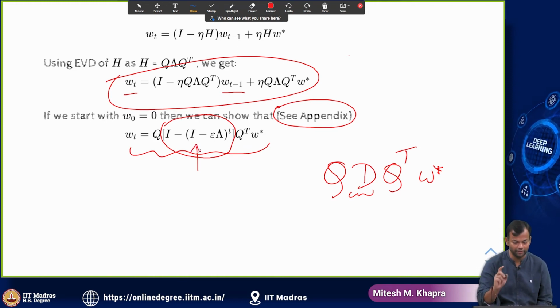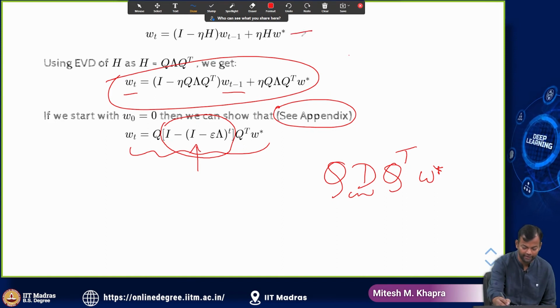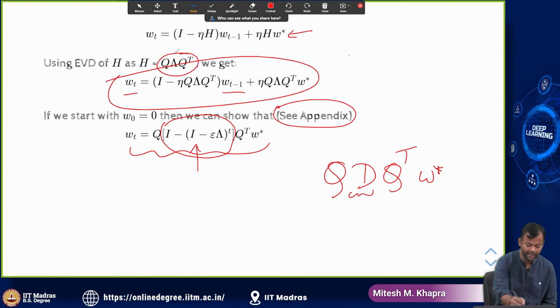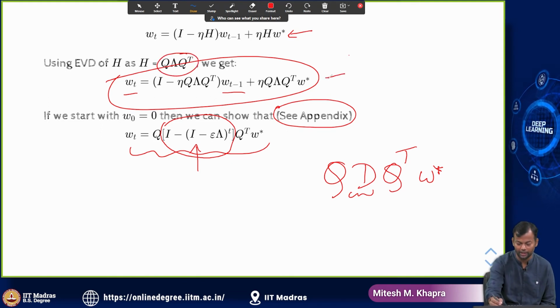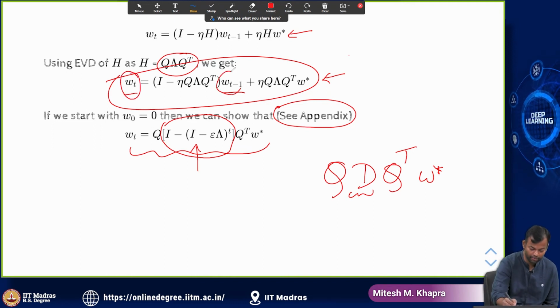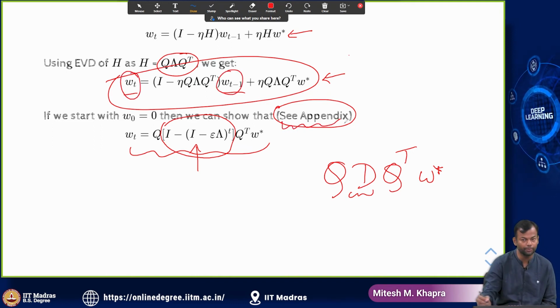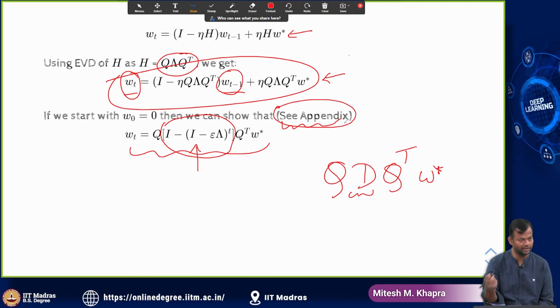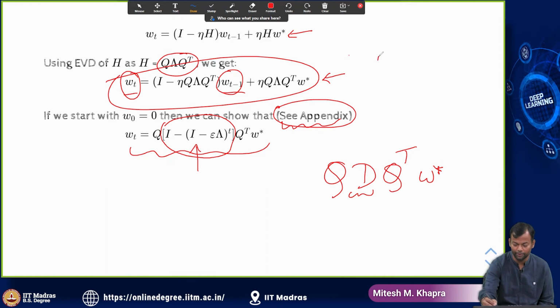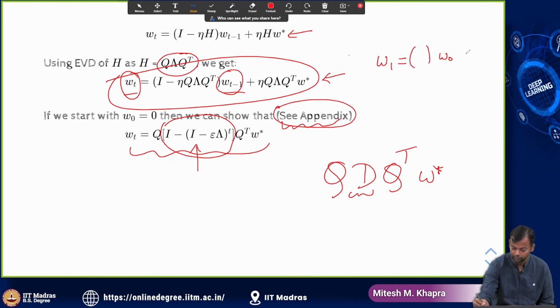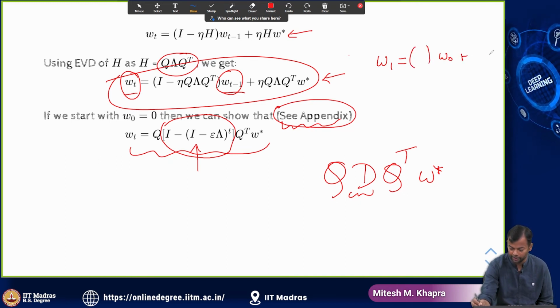So what we have done is the following, nothing great. We first derived this formula simply from Taylor series, right? Then we assumed the eigenvalue decomposition and replaced all H's by the eigenvalue decomposition. Then we noted that this is a recursive formula, and in the appendix we have a proof by induction which shows that if you start with W0 equal to 0, and that's a reasonable place to start, and then you compute W1, it is equal to this into W0 plus the remaining into W star.